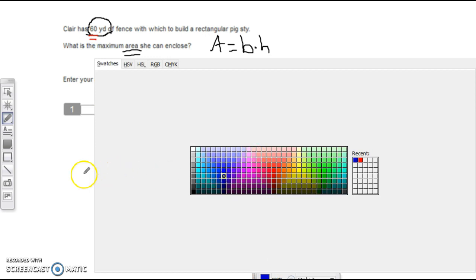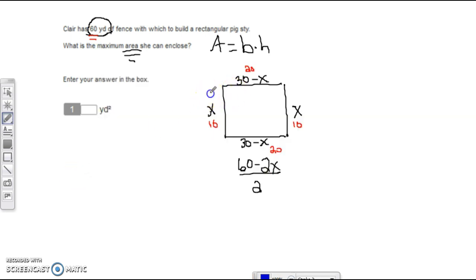Let's just say that we let x be 12. Sure, why not? That's 24. You would do 30 minus 12. What I was about to say with the 24 is that you would divide it by 2. Then these side lengths would be 18, and you would add those up, and it would still equal 60. So that's how we get our expressions. All right?